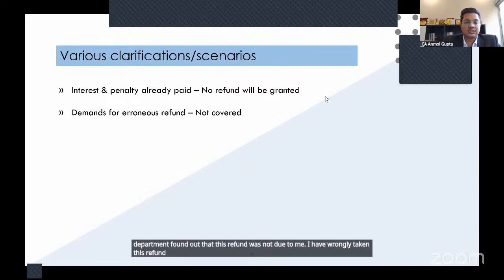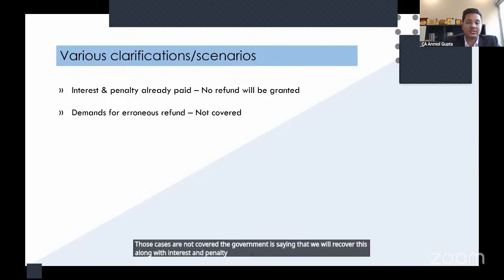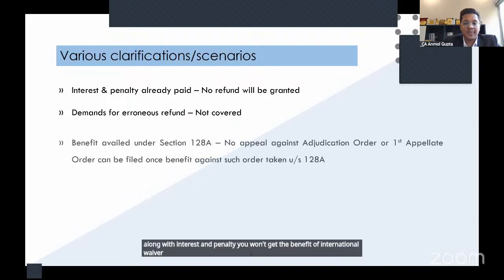So in those cases, if there is any demand for erroneous refund, meaning thereby the demand to recover back the refund that has already been sanctioned to the taxpayer, those cases are not covered. The government is saying that we will recover this along with interest and penalty. You won't get the benefit of interest and penalty waiver for these cases.